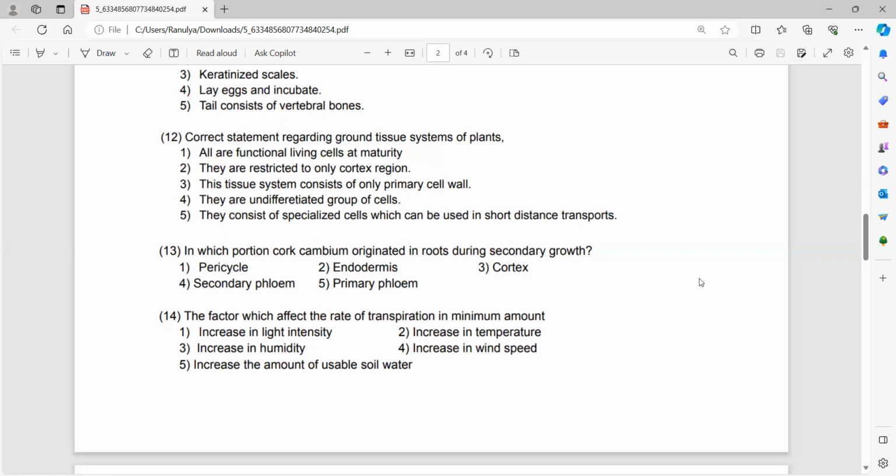Question number 13. In which portion does cork cambium originate in roots during secondary growth? During secondary growth in dicot root, cork cambium is formed by the activity of the pericycle. Answer number 1. 14th, the factor which affects the rate of transpiration the minimum. Normally, the higher the temperature, the greater the rate of transpiration. Low humidity outside the leaf surface increases transpiration. Increase in light intensity increases the rate of transpiration. Windy conditions increase the transpiration rate, and increase in soil water increases the rate of transpiration. So answer number 3.